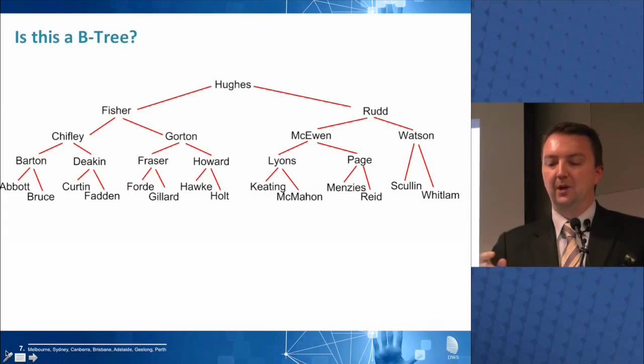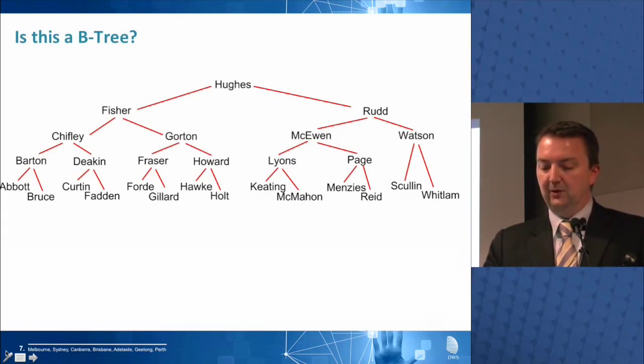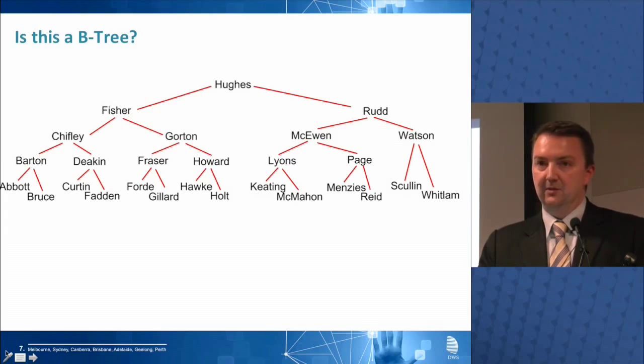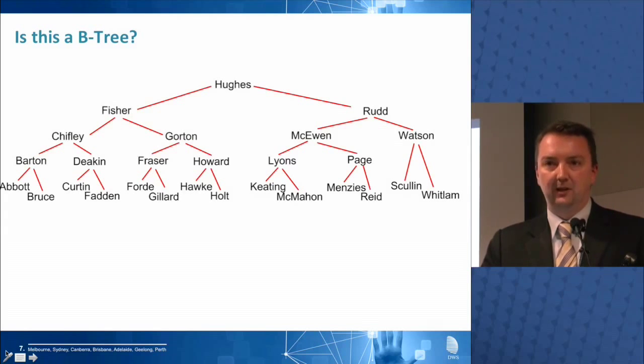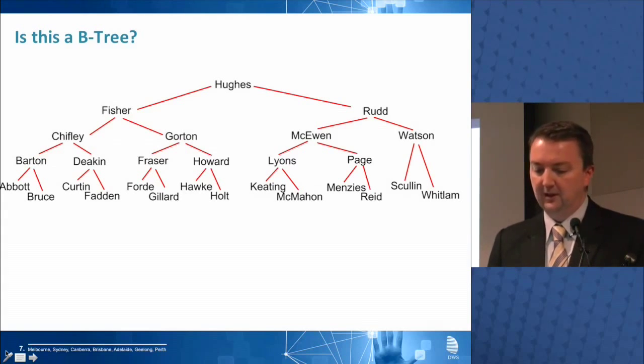So if we wanted to search for a particular row in there, like Keating, for instance, we'd start at the very root, Hughes, and we'd say, well, Keating, that's after Hughes, so we'll go right. And then Rudd, well, Keating, that's before Rudd, so we'll go left. Okay, and we can find our way down to Keating that way.